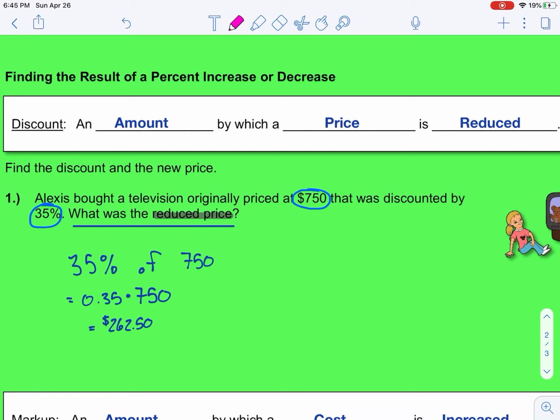So one of the two focuses I want to take a look at is discount. A discount is an amount by which a price is reduced. Now we should know that most of us like to shop. We look for things that are on sale. We look for discounts because it saves us money. So in number one, it says Alexis bought a television originally priced at $750 that was discounted by 35%. What was the reduced price?